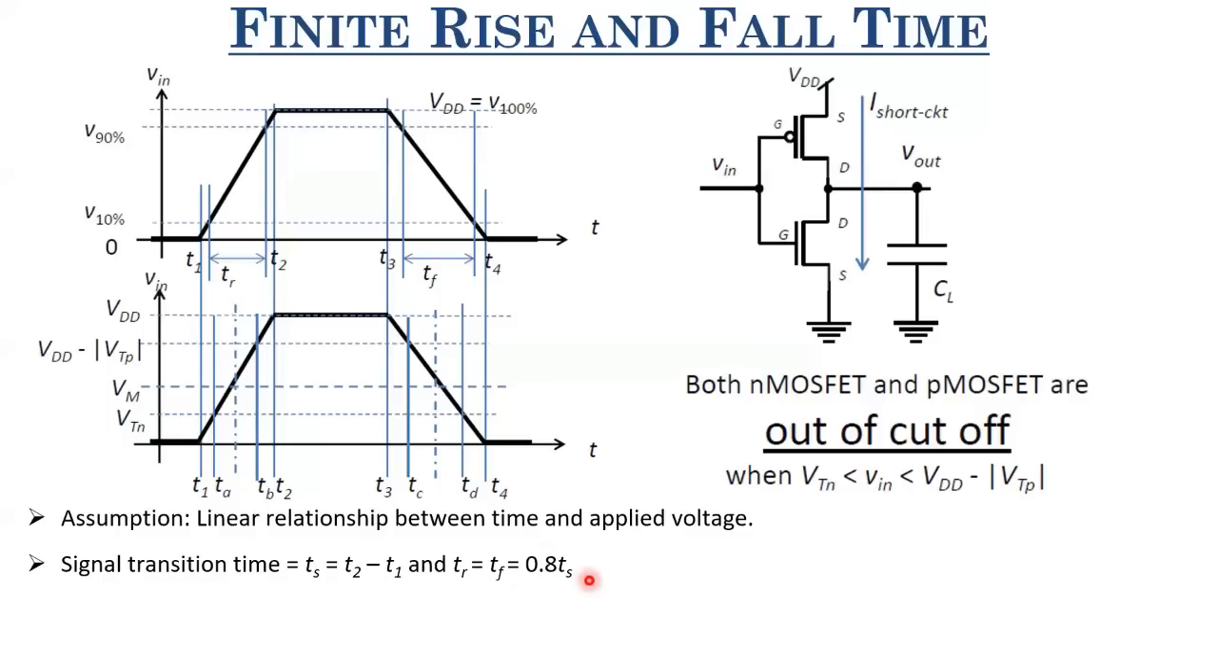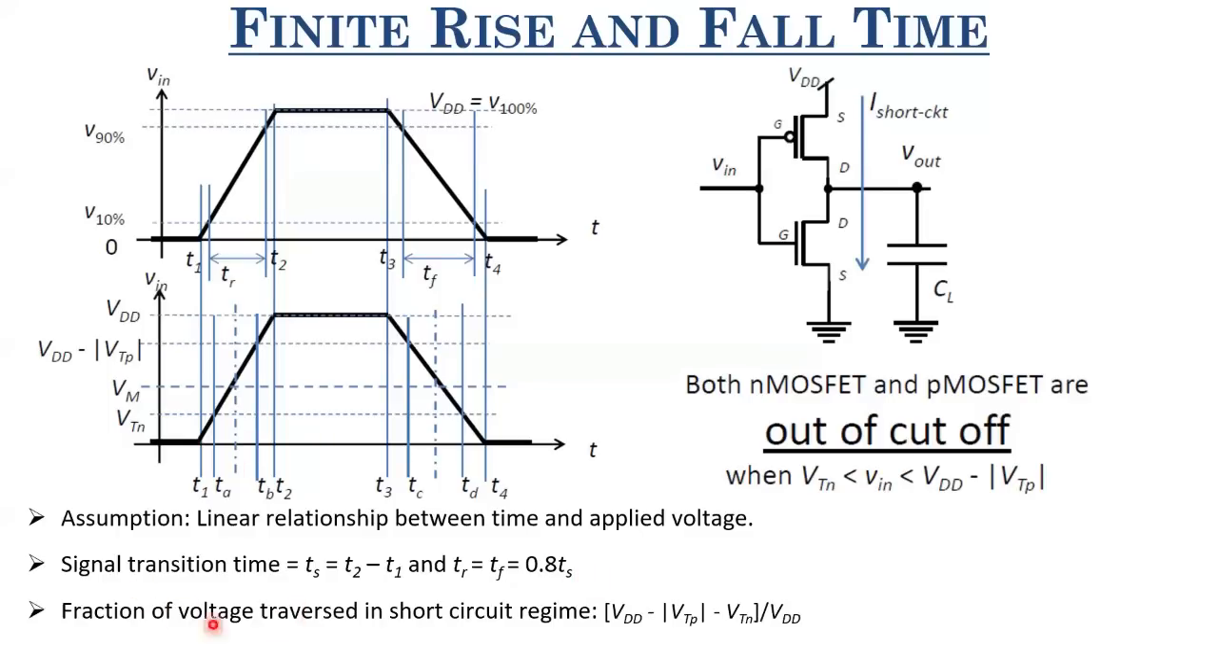Now, what is the fraction of voltage for which this short circuit current is flowing, or the fraction of voltage for which these two MOSFETs are out of cutoff? It is VDD minus mod of VTHP minus VTN, divided by the overall voltage, that is VDD, right? So these two MOSFETs are out of cutoff in a voltage range given by VDD minus mod of VTP minus VTN. And what is the fraction of the overall voltage? Overall voltage is VDD, so it's VDD minus mod of VTP minus VTN divided by VDD. So for this fraction of VDD, these two MOSFETs are out of cutoff, and they are contributing to the short circuit leakage.